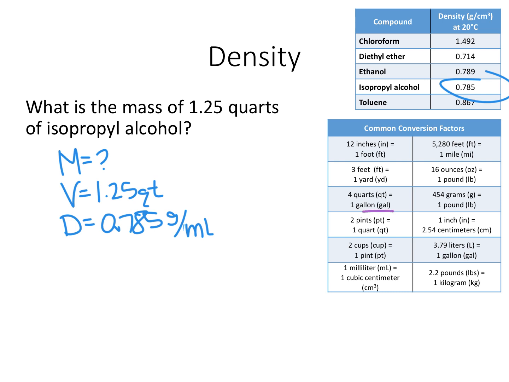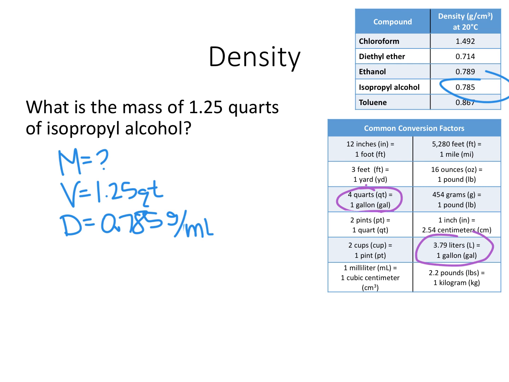I see quarts to pints. I see pints to cups. I see milliliter to cubic centimeter, quarts to gallons. Which one of these would be the most useful? So I can take quarts and take it to gallons. I can take gallons and change it to liters. And I can take liters and change it to milliliters. So let's go ahead and use these. Quarts to gallons, gallons to liters, liters to milliliters.